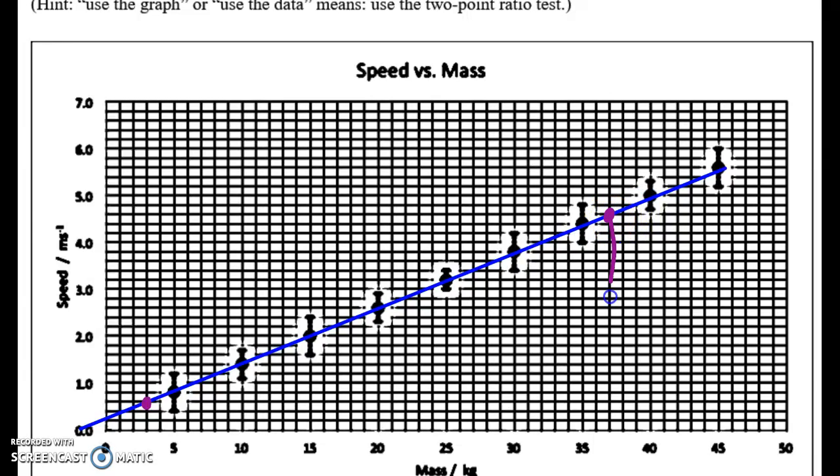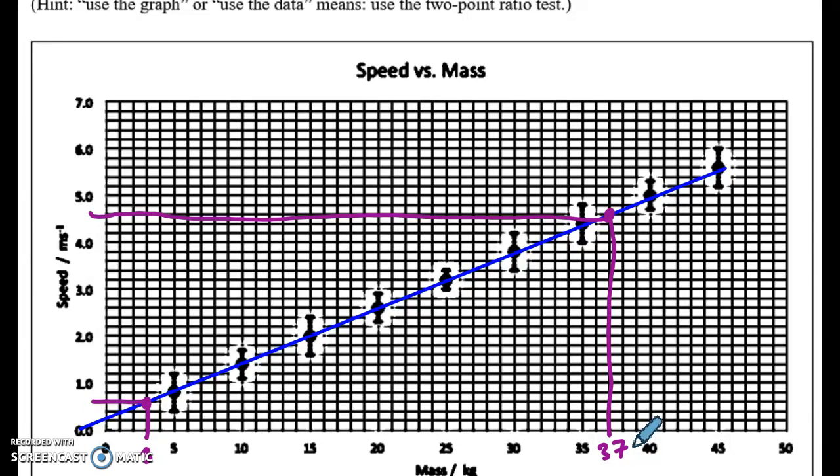It's good to show this work. Trace down to the axis. Trace over to the y-axis. Trace down, trace over. You'll have to figure out how much each is worth. This is an easy one. Each box is worth 1. This is going to be 37.